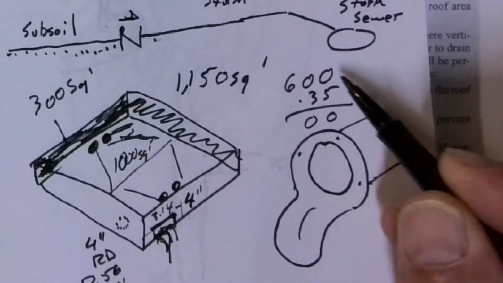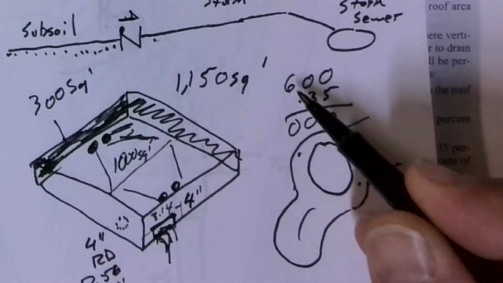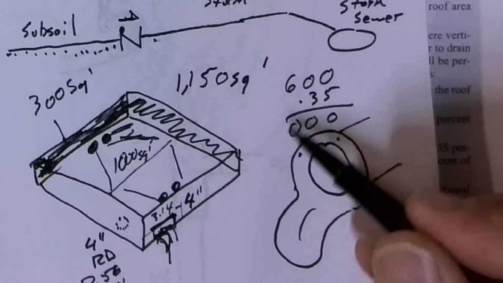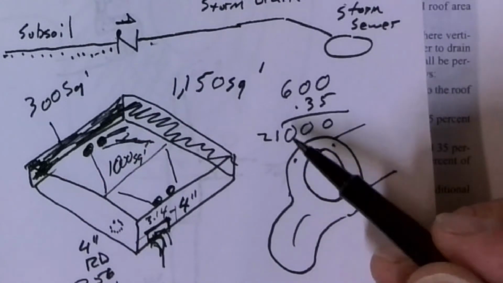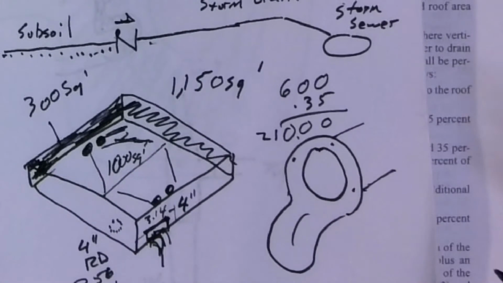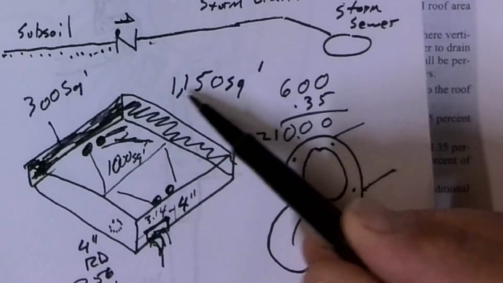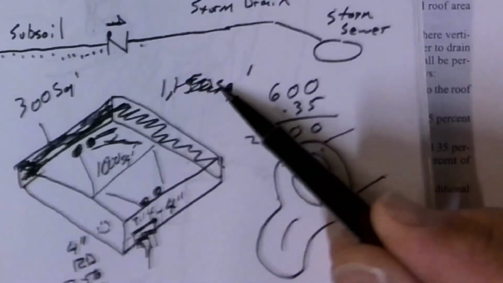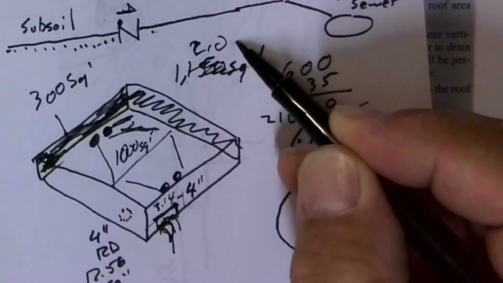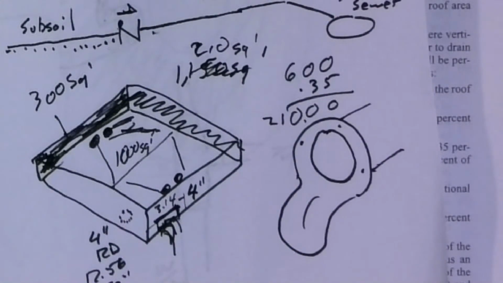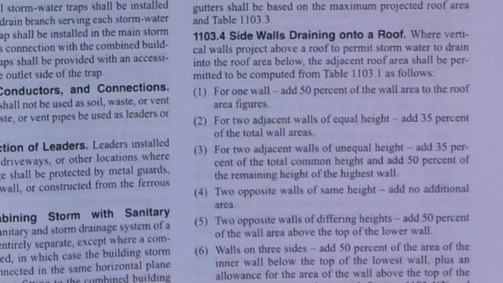That's a 0, 0, and then 30, and then 18 plus 3 is 21. So we have 210. So instead of 1,150, we have 1,210 square feet. Okay. The rest I'm not doing any examples of. I'm just going to tell you how ridiculous this actually starts to get.